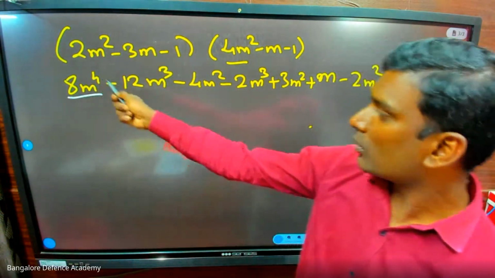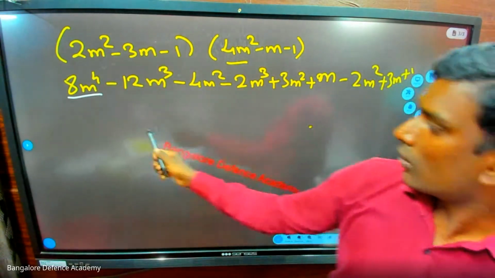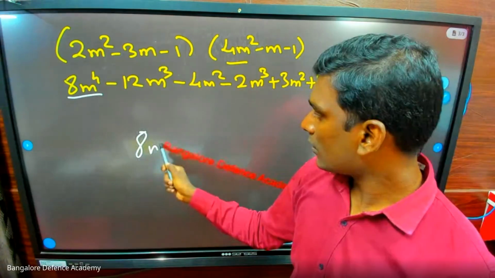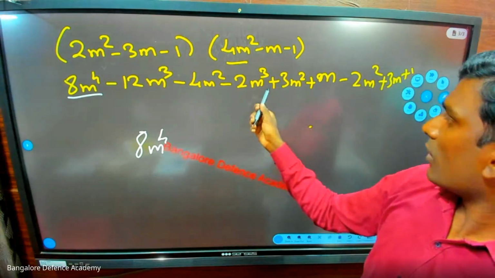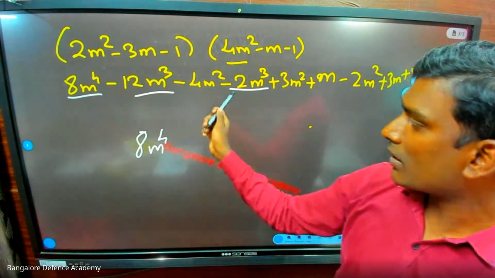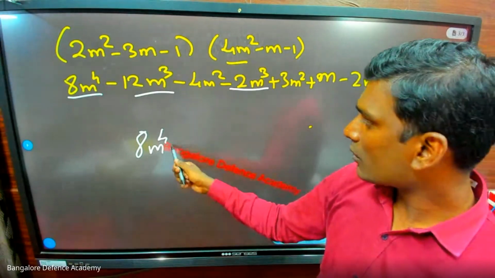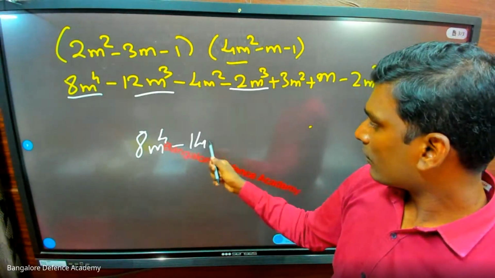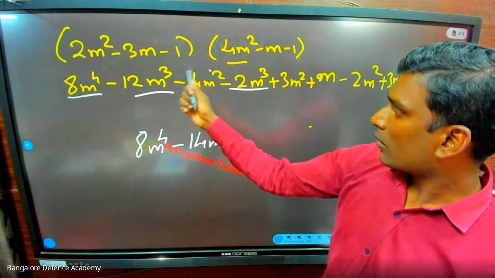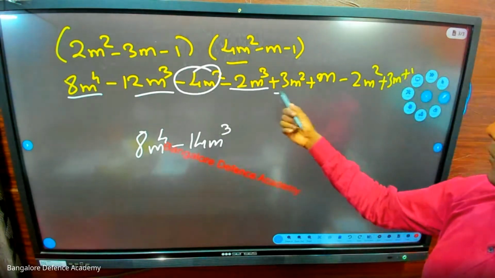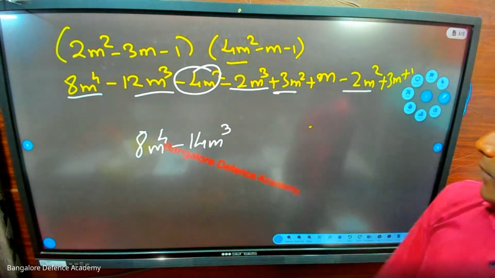Now look at this. Check, do you have m to the power of 4 here? No. So write m to the power of 4 as it is. Do you have m cube here? Yes, you have here, you have here. Minus into minus, plus, sign of the greater number. So I can write minus 14m cube. You understand? Next, check. Minus 4m square plus 3m square minus 2m square.